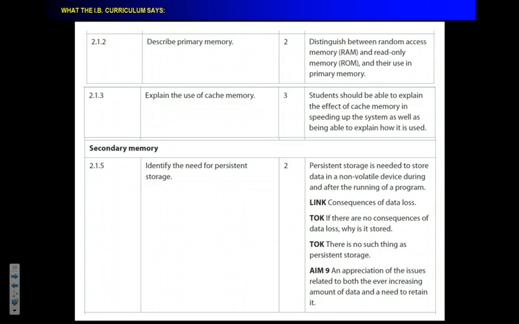Describe primary memory, distinguish between random access and read-only memory. Explain the use of cache memory, to explain that cache memory speeds up the system. Identify the need for persistent storage to store data in a non-volatile device during and after the execution of a program. I hope that's clear to you guys now in general what that is.